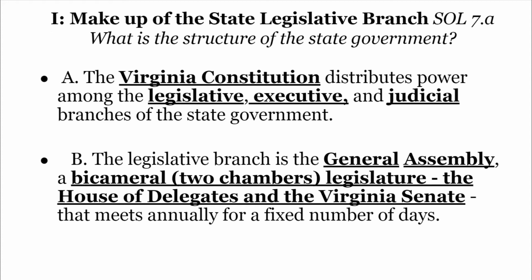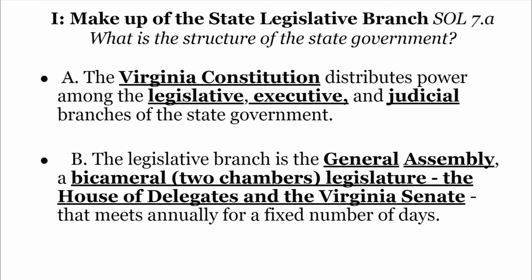So in this case, we look at how the Virginia Constitution distributes power amongst all three branches of government: legislative, executive, and judicial. The legislative branch, again, is the lawmaking body of the government. The legislative branch houses what we call the General Assembly.